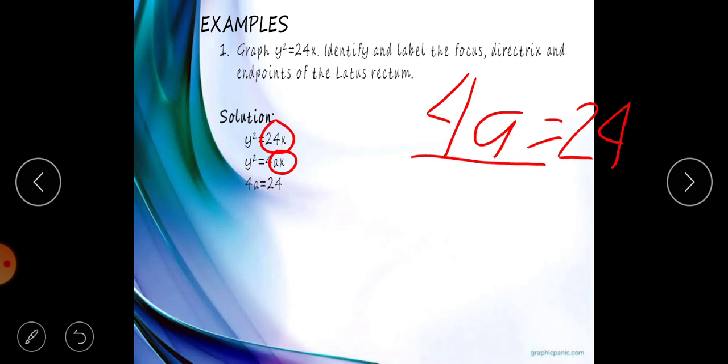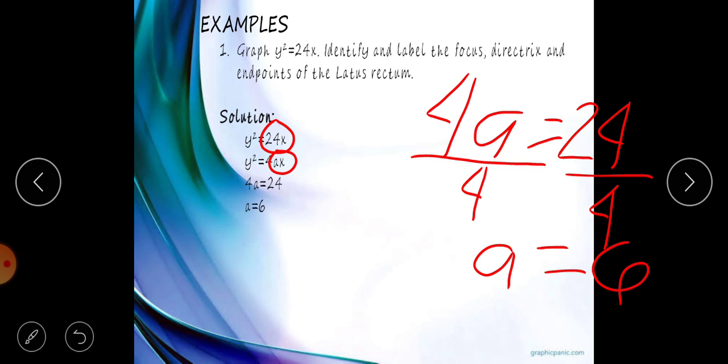To find the value of a, just divide both sides by 4. So we come up with the value of a, which is equal to 6. So to find now the focus, we can easily identify the coordinates of our focus. Our focus is (6, 0), and the equation of the directrix is x is equal to negative 6.